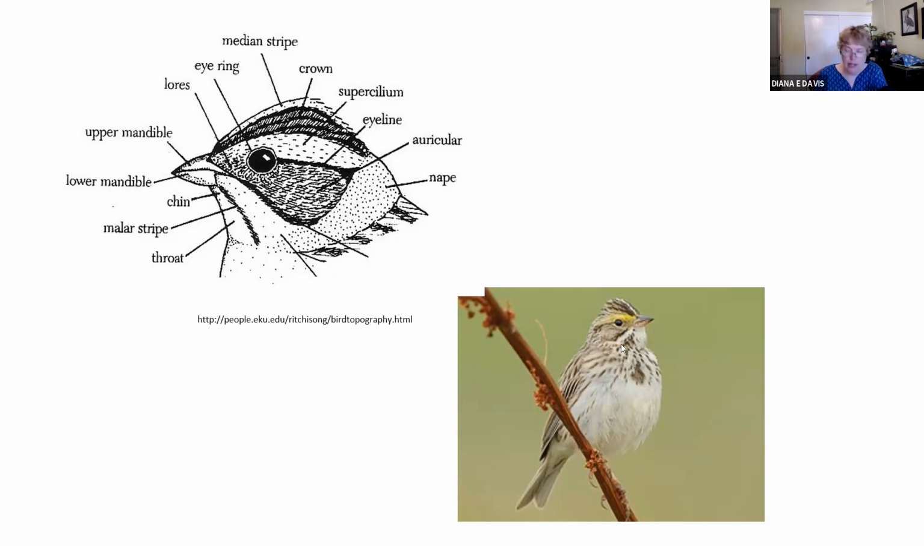So if we look here at this guy, this is a song sparrow. You can see a malar stripe right here. You can see yellow in the region of the lores right here. You can see an eye line. You can see a bunch of stripes on the head. The lower mandible is kind of pink and the upper one's kind of gray. These are all things you can use to identify birds in the wild.